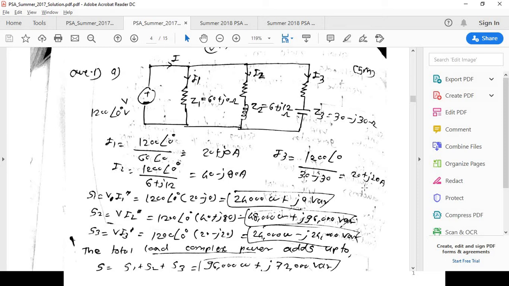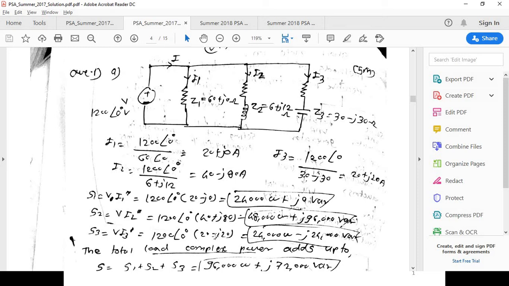Similarly, the complex power consumed by load 3, S3, is equal to V into I3 star, that is voltage is 1200 at an angle of 0 degree into current I3, which is 20 plus J20 ampere, whose complex conjugate is 20 minus J20. Hence, complex power S3 is equal to 24,000 watt minus J24,000 VAR.